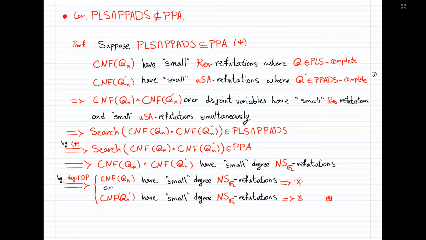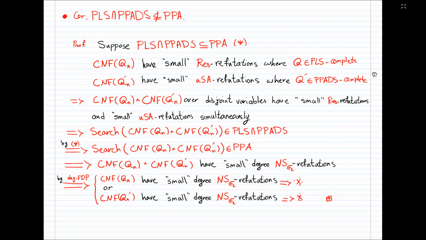Suppose this is not the case, which means that PLS intersection PPADS is actually a subset of PPA. Now take Q as a PLS complete problem and Q prime as a PPADS complete problem. This means that, by the characterization between the proof systems and TFNP classes, CNF Q_n has a small resolution refutation, and CNF Q prime_n has a small unary Sherali-Adams refutation. So the conjunction of CNF Q_n and CNF Q prime_n over disjoint variables has a small resolution refutation and a small unary Sherali-Adams refutation simultaneously.